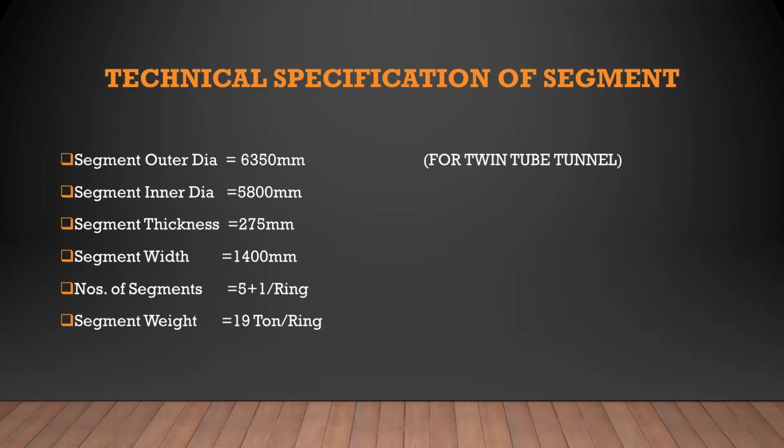Actually, there are two types of segments: one is the universal segment and another is the tapered segment. In Lucknow Metro, we use the universal segment. Actually, this is a twin bored tunnel. The segment outer diameter is 6.35 meters. Segment inner diameter is 5.8 meters. Segment thickness is 275 mm. Segment width is 1.4 meters. Total number of segments is 5 plus 1, the one being the key segment, so total 6 segments form one ring. Segment weight is 19 tons.